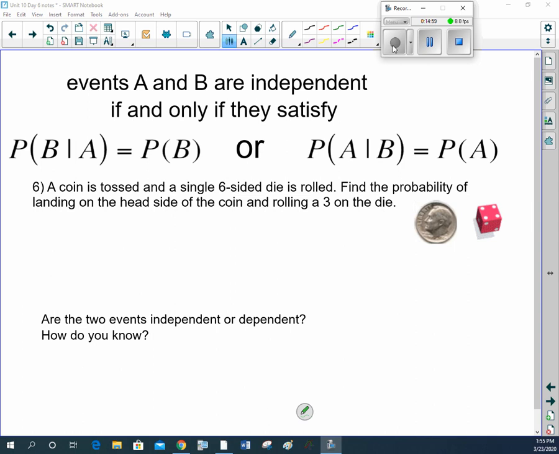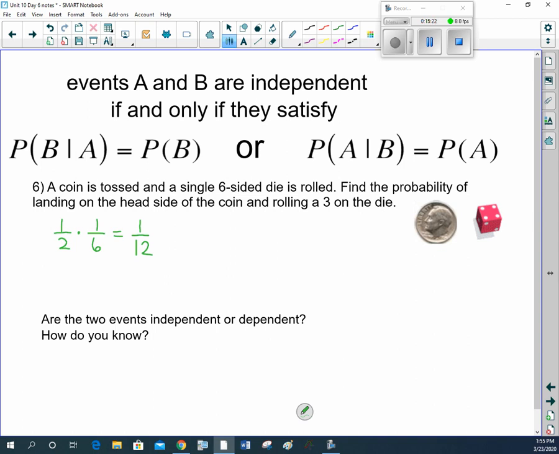So if we're going to just answer the question, find the probability of landing on the head side of a coin, well, that would be 1/2 times rolling a 3 on the die, that would be 1 out of 6. So that answer is 1/12. That would be the probability. I think they're independent events, so we're going to prove that. It says, how do you know?